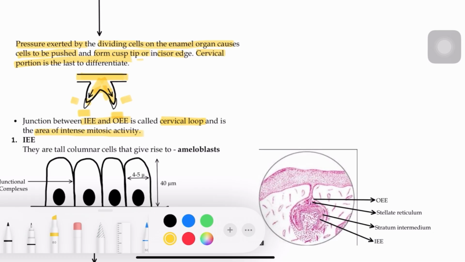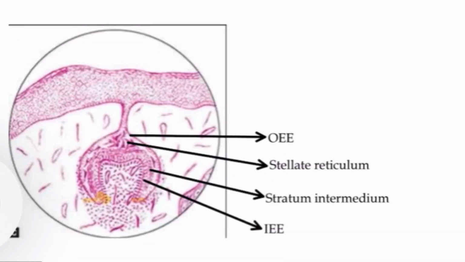Now the junction between IEE and OEE, inner and outer enamel epithelium, is known as cervical loop. Between the two, over here at the bottom, if you see in this diagram, this junction, my highlighter is a little too thick for this, but these points I'm showing, these pointed regions, these small points. So the junction between inner and outer enamel epithelium is called the cervical loop, and it is the area of intense mitotic activity. There is a lot of mitosis going on.